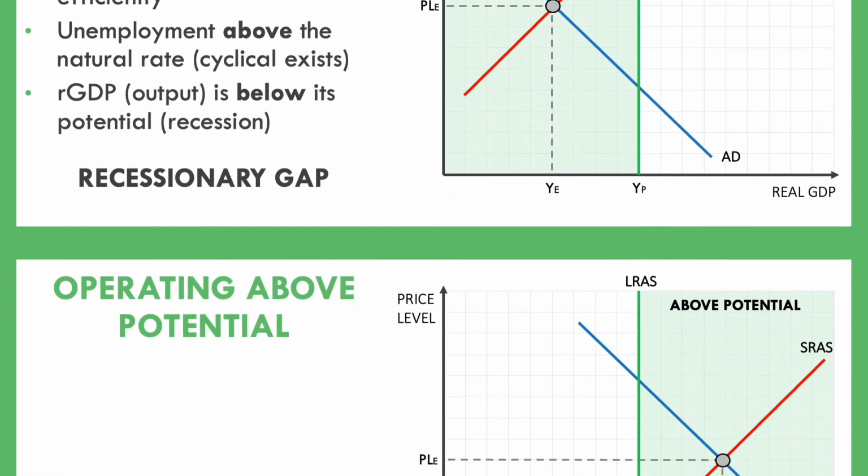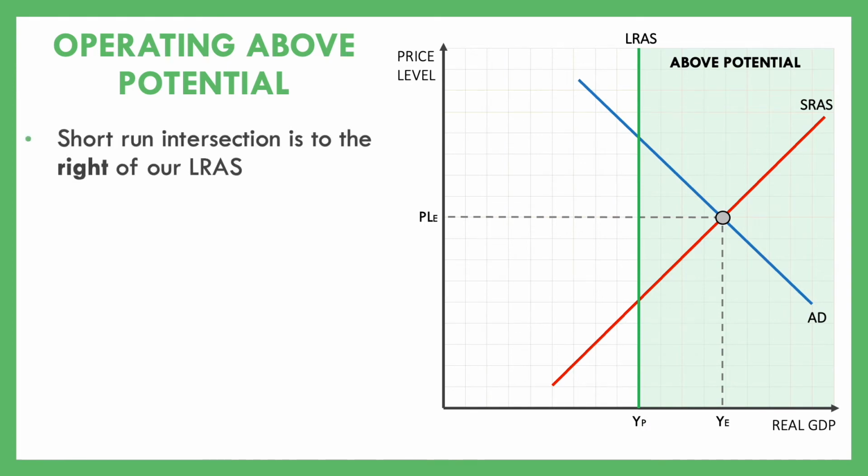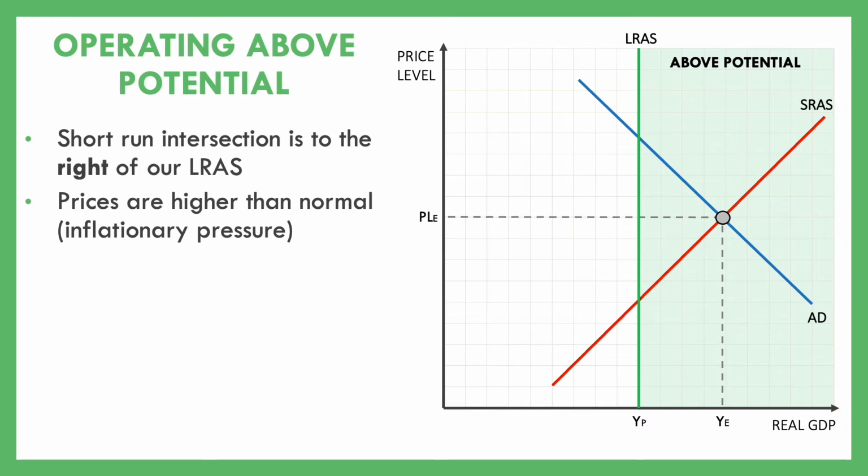Now, what about the other side of things? Maybe we're at a point where our short run intersection is to the right of our long run aggregate supply. Well, what we would see is that means we're operating above our potential. What we would say about prices is that prices are actually higher than normal, and we would say that we're experiencing inflationary pressure. Now, we said some inflation is completely normal, right? Because we said in a growing economy, GDP moves in the same direction as inflation. But if our GDP, like in this case, is going a little bit too far, same thing's going to be true for our inflation.